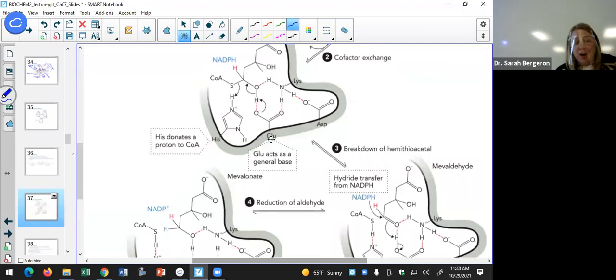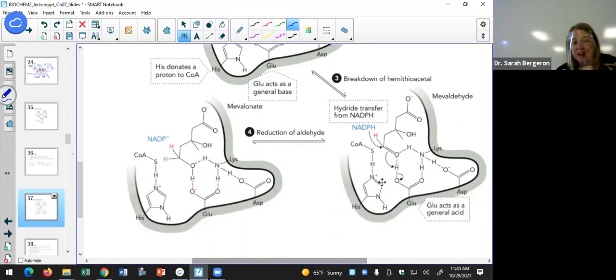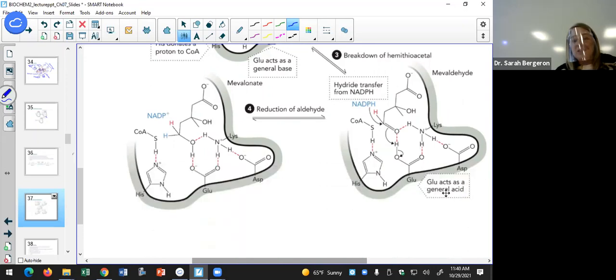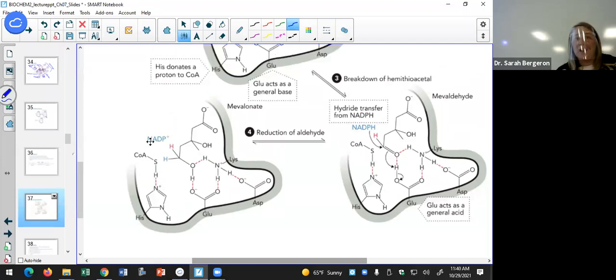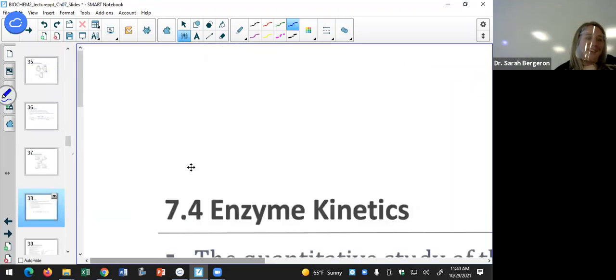So now Glu is going to act as a base. It's going to take a hydrogen. We're going to have this oxygen that's going to need to make a double bond with that carbon. So we end up with an oxygen carbon double bond right here, right? And then Glu is going to act again as a general acid. And when it acts as a general acid, it's going to donate that hydrogen back, and we're going to get mevalonate, and then we'll get CoA. And so we have our two products. Yay, right? All right. So that's perfect.